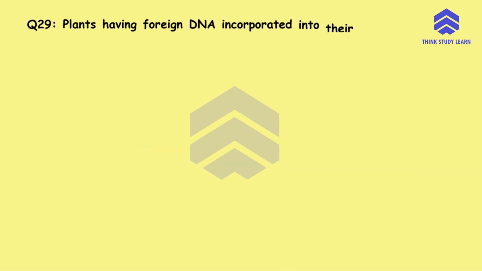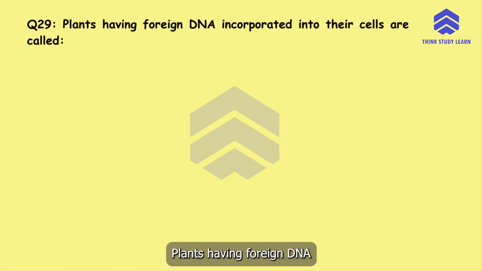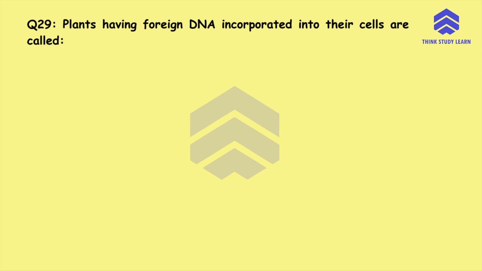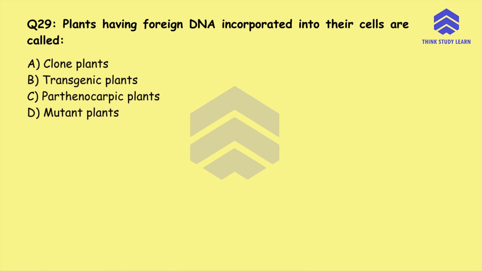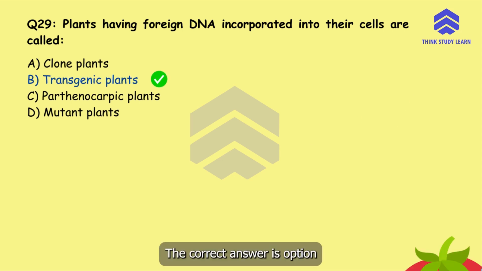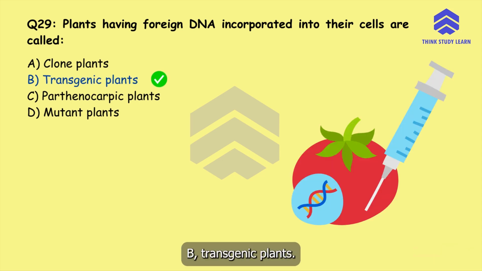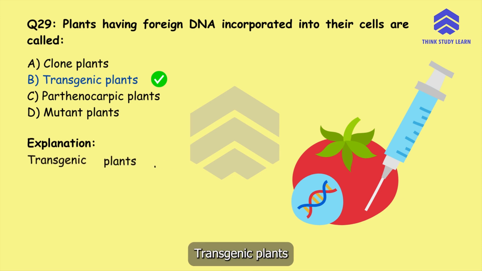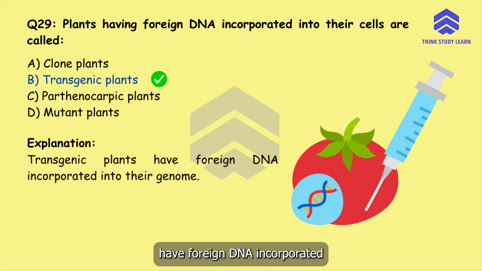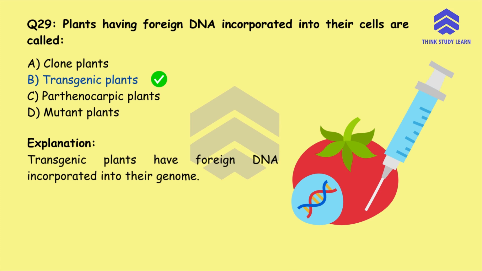Question number 29. Plants having foreign DNA incorporated into their cells are called option A, clone plants, option B, transgenic plants, option C, parthenocarpic plants, or option D, mutant plants. The correct answer is option B, transgenic plants. Transgenic plants have foreign DNA incorporated into their genome.